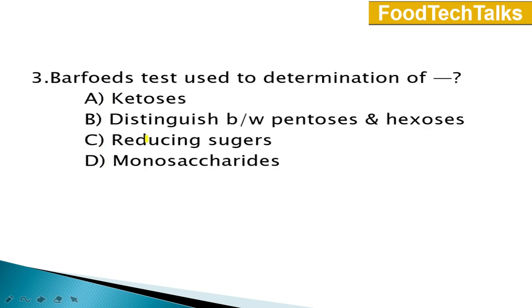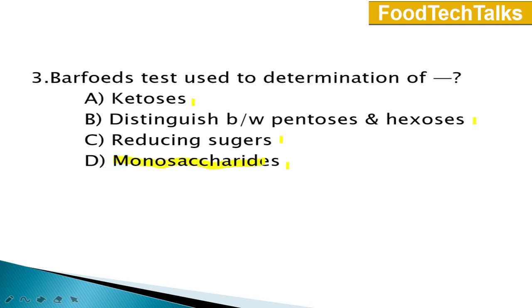Third question, Barfoed's test is used for determination of. Options are A. Ketoses, B. Distinguish between pentoses and hexoses, C. Reducing sugars, and D is monosaccharides. Answer is option D. Monosaccharides.